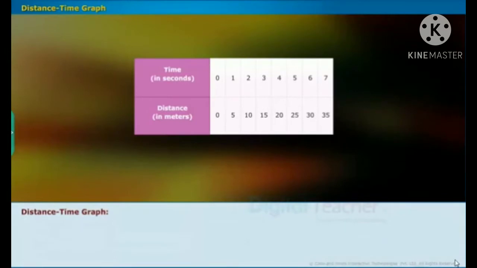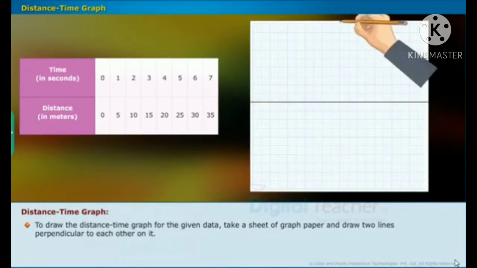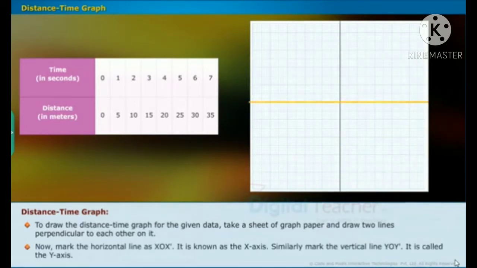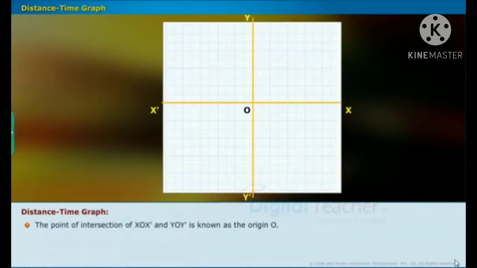Now, we will discuss the distance-time graph. To draw the distance-time graph for the given data, take a sheet of graph paper and draw 2 lines perpendicular to each other on it. Now mark the horizontal line as XOX'. It is known as the x-axis. Similarly, mark the vertical line YOY'. It is called the y-axis. The point of intersection of XOX' and YOY' is known as origin O.